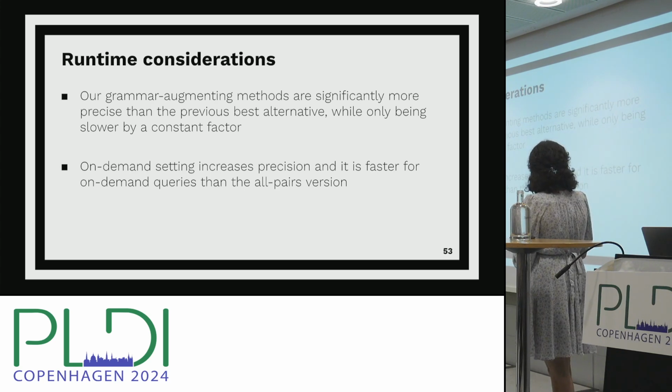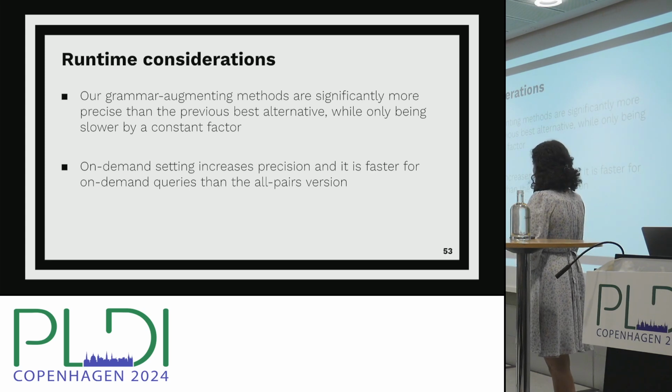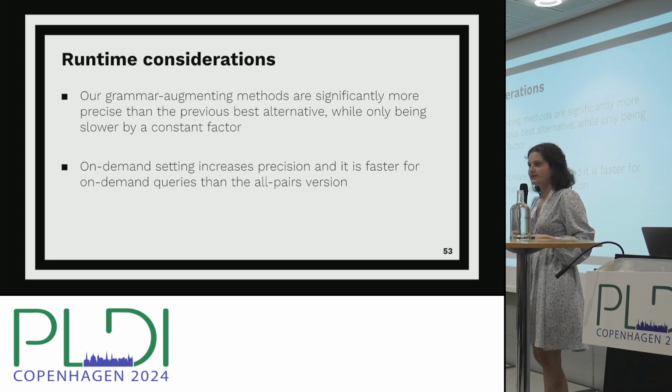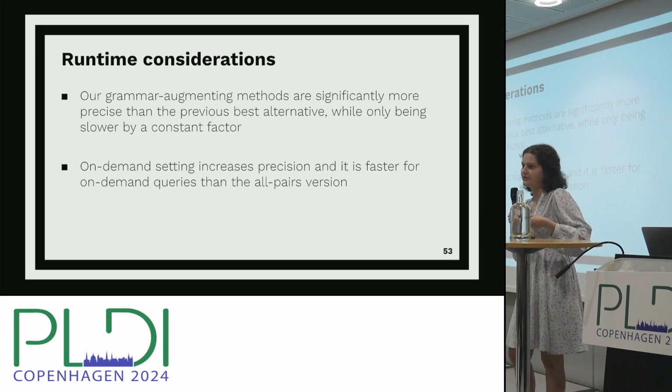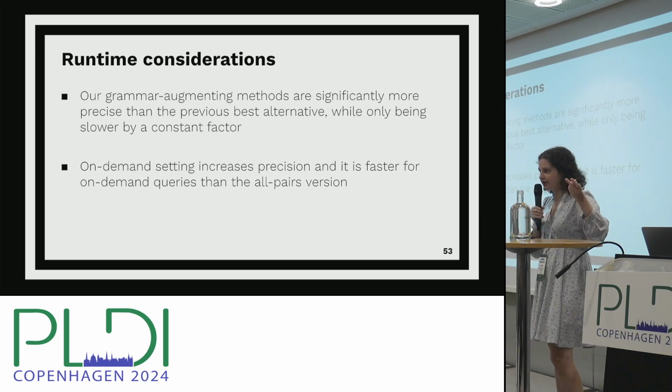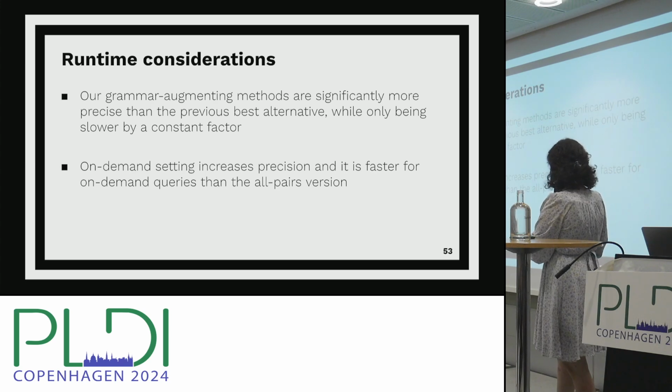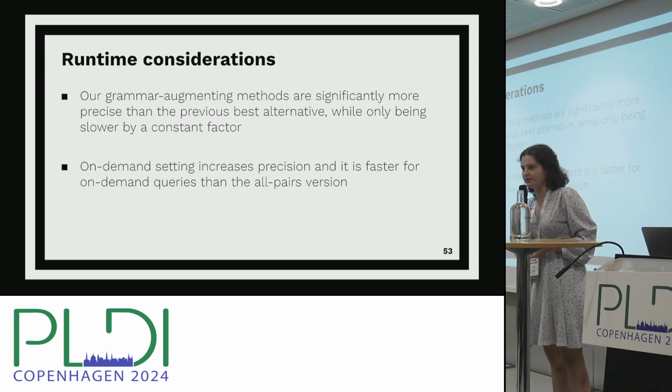And the on-demand setting here increases precision if you're only talking about one pair. But of course, if I want to find all reachable pairs, I would have to run for all pairs. Not really, we can optimize that. But still, for all pairs, it's going to be much slower. But if I only want to know for one pair, it's going to be a little bit faster.